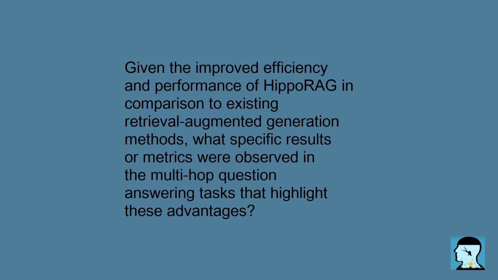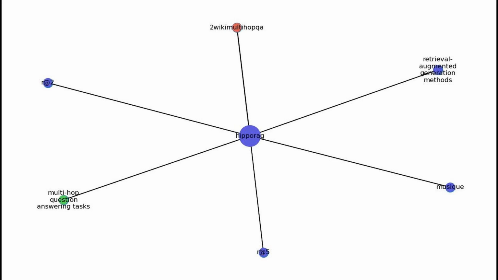That's a compelling way to describe the role of the Personalized PageRank algorithm, given the improved efficiency and performance of HippoRAG in comparison to existing retrieval-augmented generation methods. What specific results or metrics were observed in the multi-hop question answering tasks that highlight these advantages? HippoRAG shows remarkable improvements in multi-hop question answering tasks, which can be likened to solving a puzzle where you need to fit several pieces together to see the full picture.